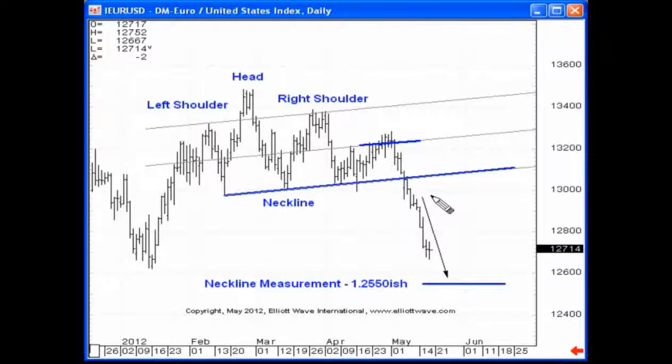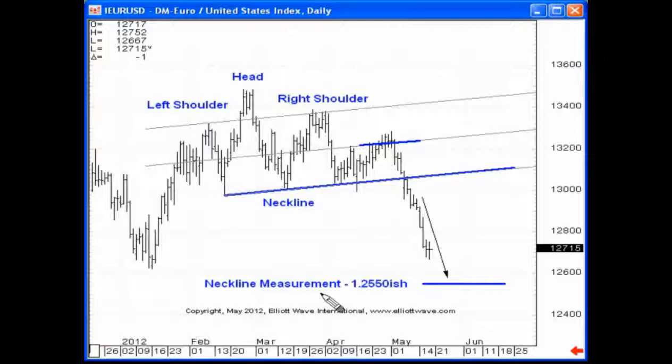But sometimes the neckline can slope upward or slope downward. Sometimes you can have two left shoulders or two right shoulders. Sometimes you can have two heads, sometimes what I call a two-headed monster. But bottom line, it's a fairly reliable reversal pattern, either a bearish reversal pattern as you see here, or a bullish reversal pattern.